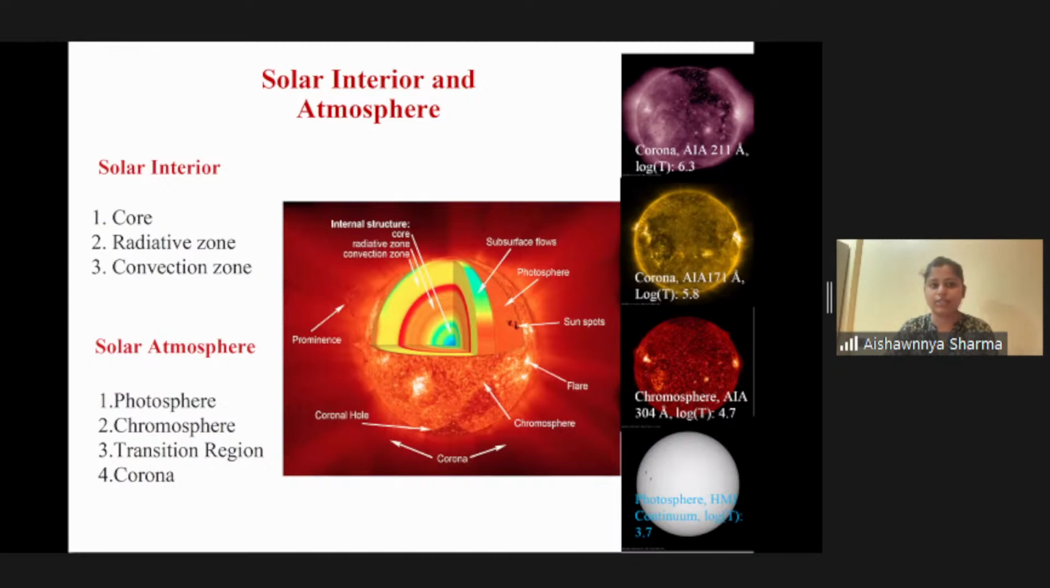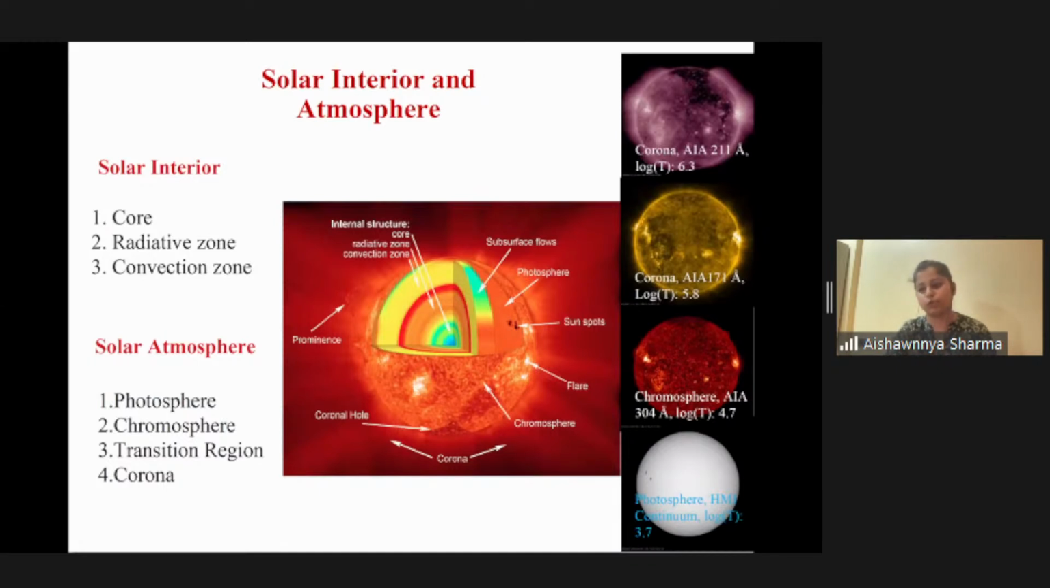From the solar surface, the solar atmosphere starts. So first is the solar photosphere. On the right-hand side, I am showing some images. If you see from the bottom: photosphere, chromosphere, corona. Though I am showing the photosphere in black and white, this is actually how our Sun, the solar surface, looks from Earth.